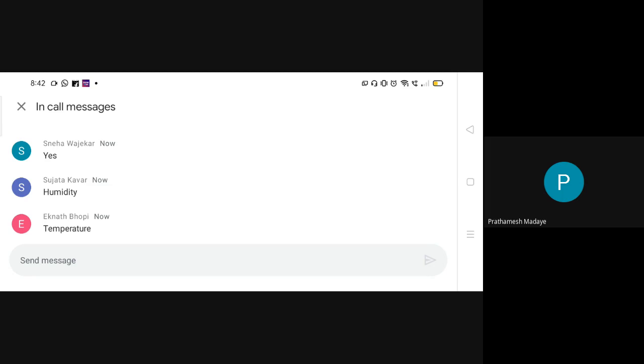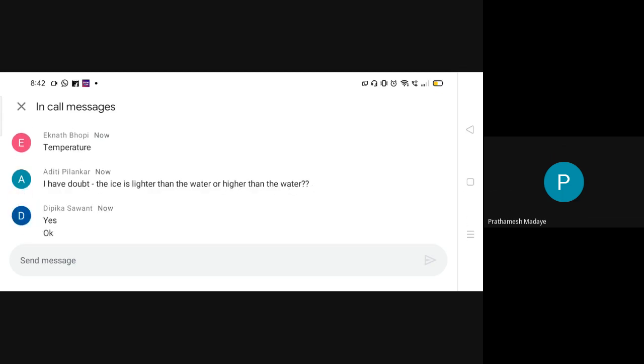Humidity is also dependent upon temperature. The answer for this is temperature. Yes, Aditi, ice is lighter than water. You can see if we put ice in our sherbet or a cold drink, it floats on that water, on that liquid. Yes, Aditi, have you seen that?